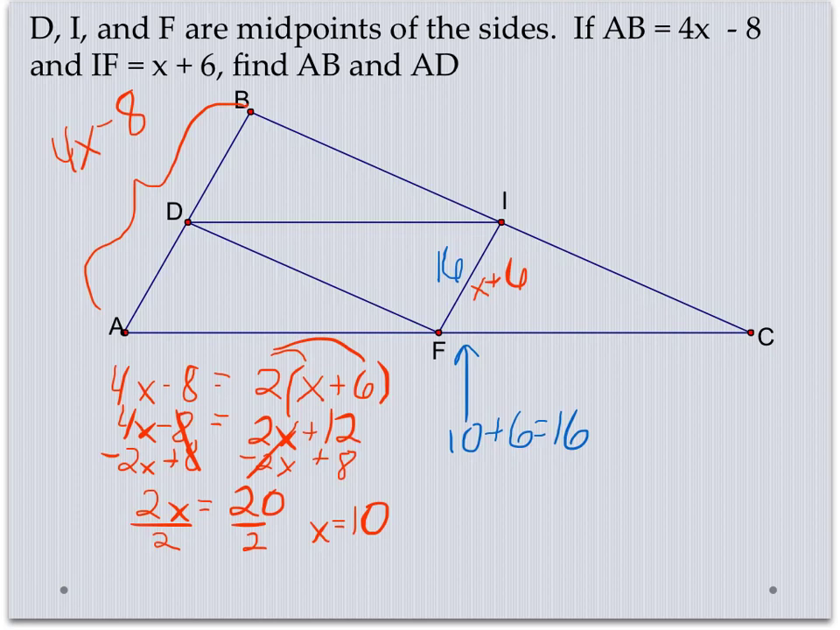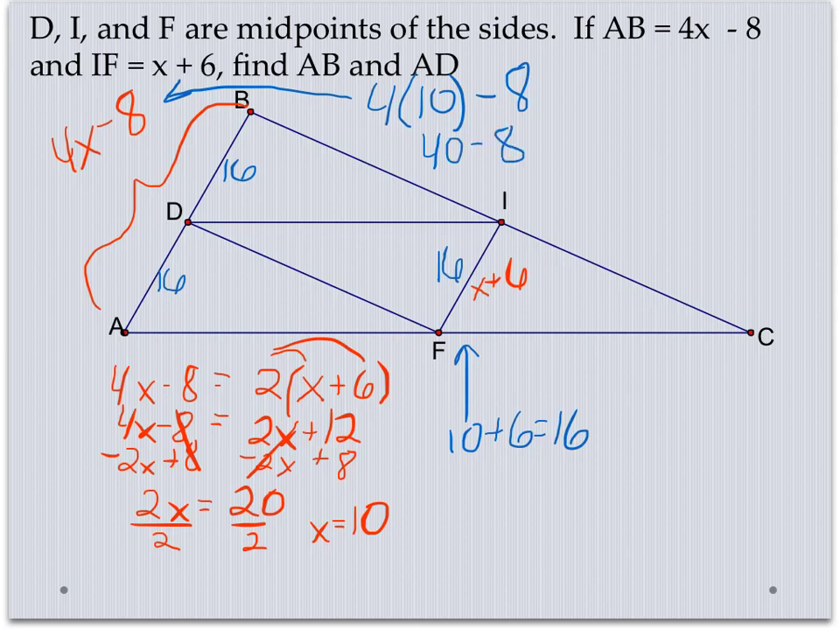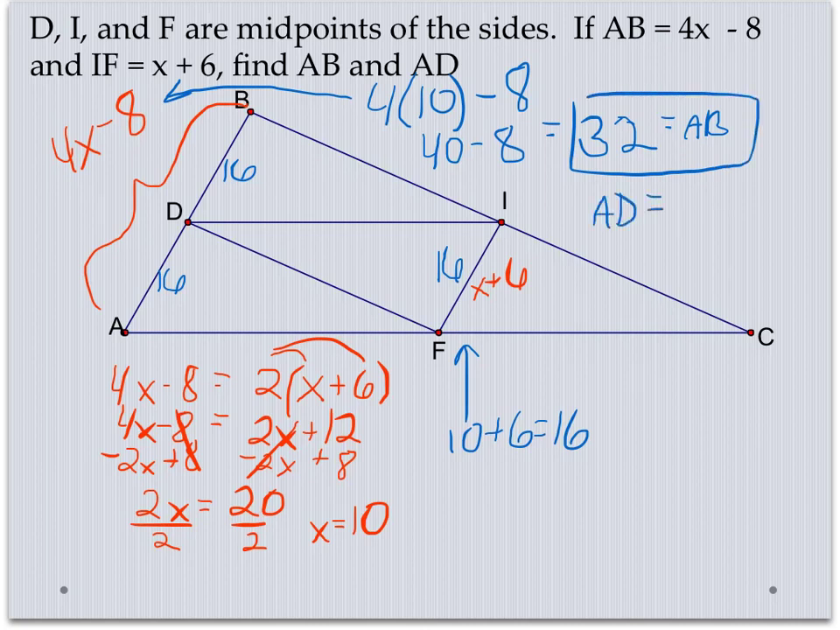Now, we weren't really asked to find that. What we were asked to find was AD. But if AD is half of AB, it should be 16, which would also mean DB was 16. Now, if you didn't want to do that, you could just plug in x into the entire segment. 4 times 10 minus 8 is 40 minus 8, or 32. Then once you know the length of AB, which was part of what we needed to find, AD is just half of that, so AD would be half of 32, or 16.